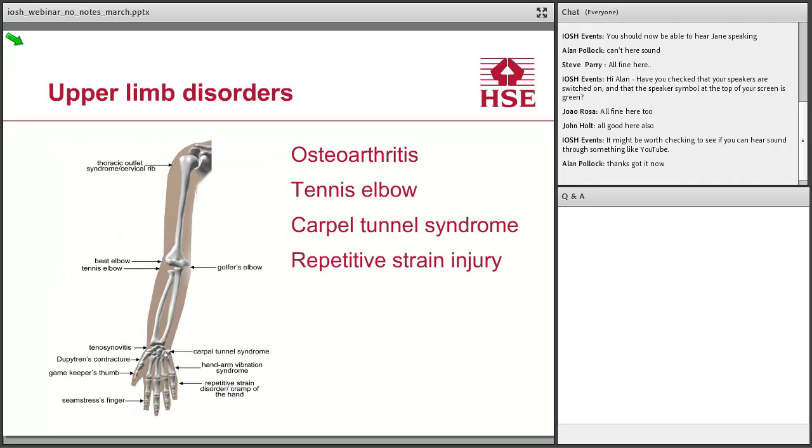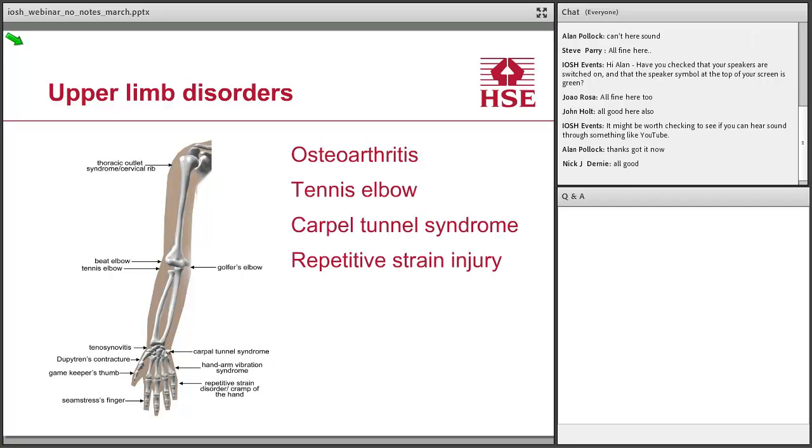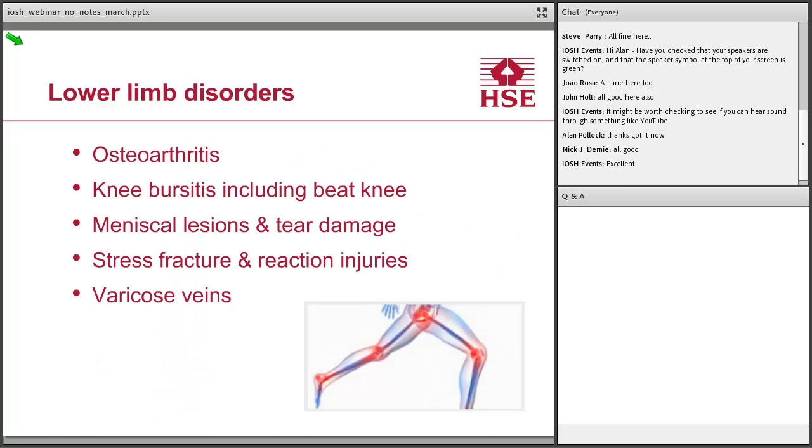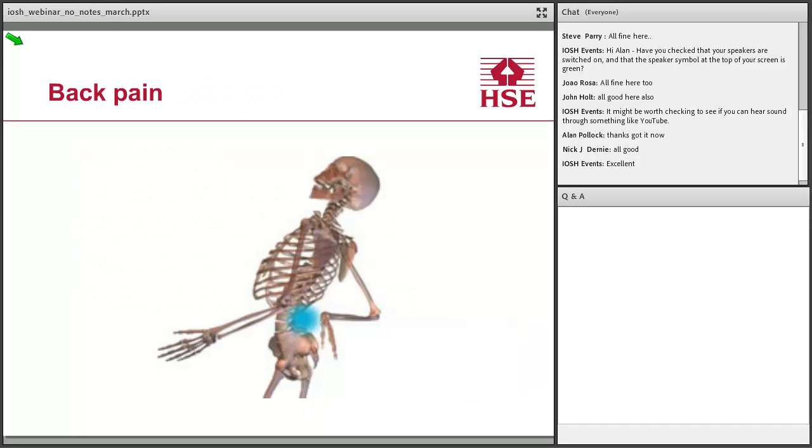For the upper limb disorders, you're looking at things like osteoarthritis, tennis elbow, carpal tunnel syndrome, those sort of things. While the lower limb has similar things like osteoarthritis and beat knee, but can also involve varicose veins and stress fractures. The lower, mid and upper back can all be injured. And remember, the limbs are all connected to the back, so it's all interrelated.